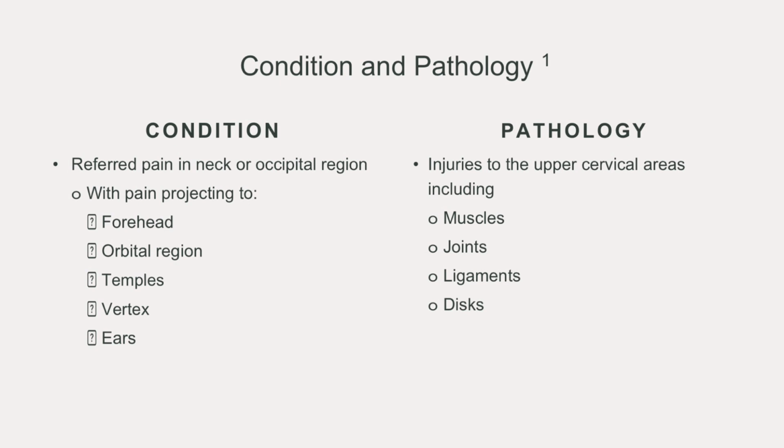A person with cervicogenic headaches usually has pain of moderate intensity, which begins in the neck or occipital region and spreads to the head. And then the pathology is that injuries to the upper cervical areas include muscles, joints, ligaments, and then the discs.